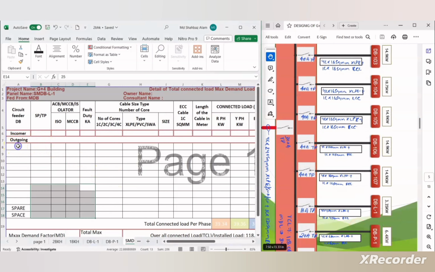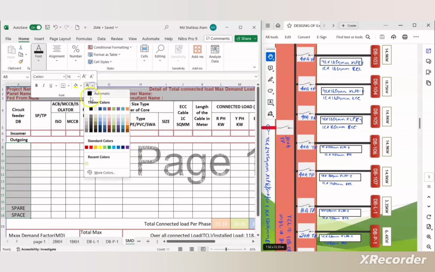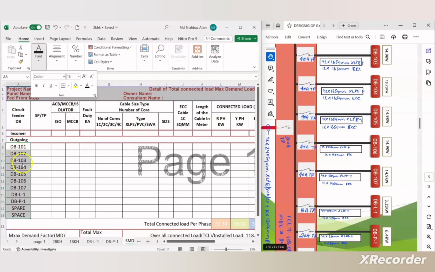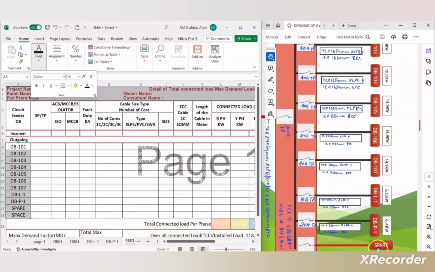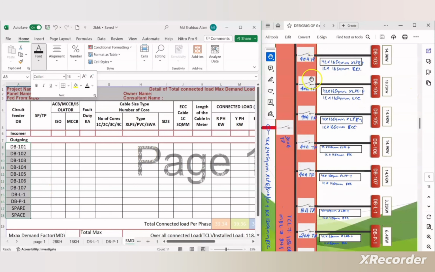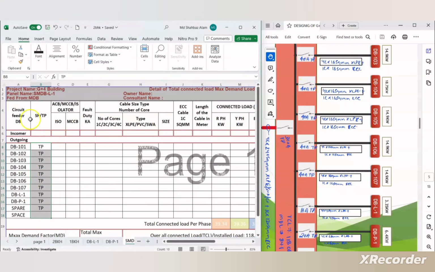So in the outgoing, we have to write the DBs available here: DB101, 102, 103, 104, 105, 106, 107, DBL1, DBP1. And we consider one space spare here. All DBs are 3 phase, so all the breakers will be triple pole. So we write the breaker pole as 3 pole. Now for the outgoing, we have all MCCBs. There is no isolator.